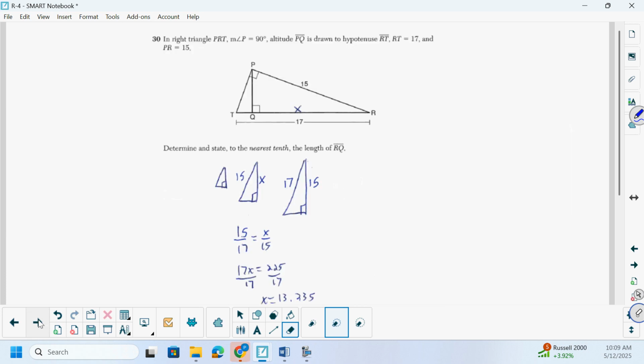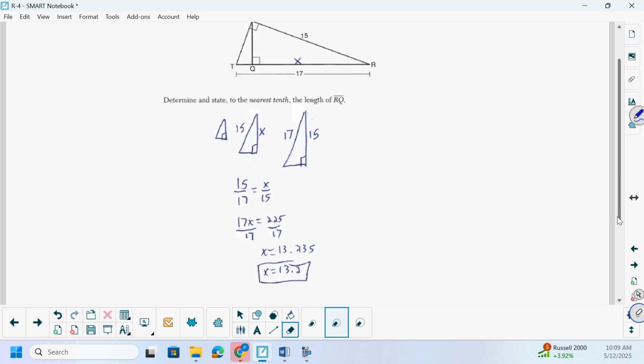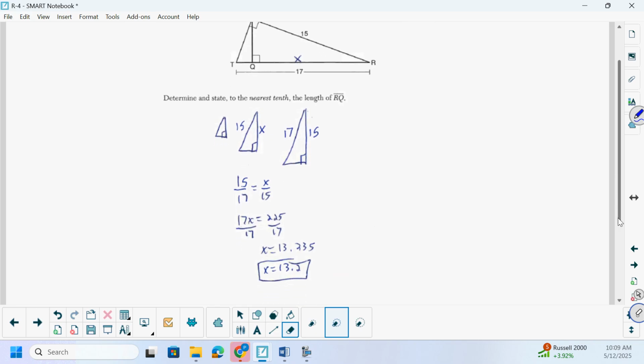Next one, we're back to our proportions in the right triangles. I labeled RQX because that's what we wanted to look for eventually. Draw your small, medium, and large ones oriented the same way. The medium and the large are the ones that have matching sides to set up our proportion. So I did the 15 hypotenuse over the 17 hypotenuse equals the x leg over the 15 leg. Cross multiply and solve, and then to the nearest tenth we have 13.2.